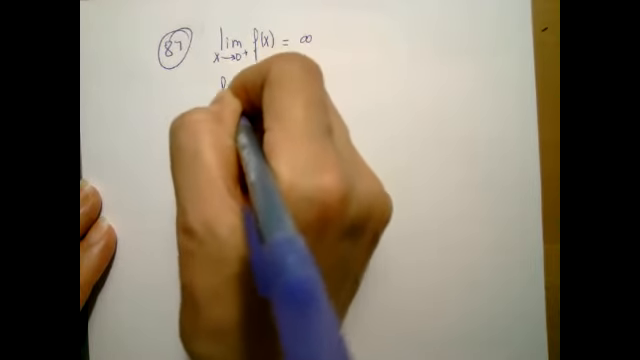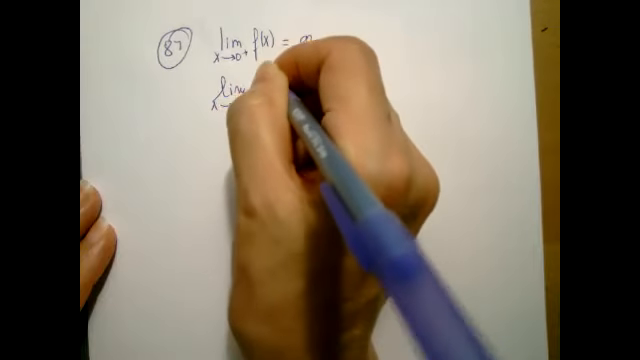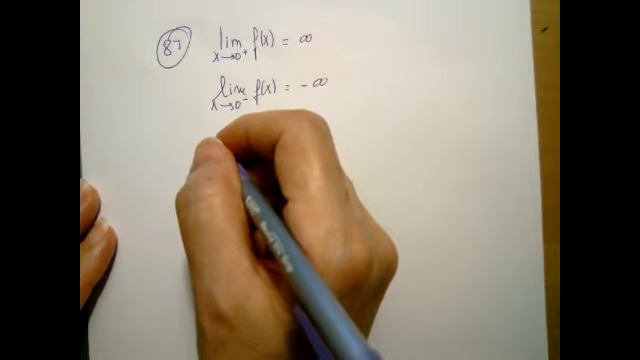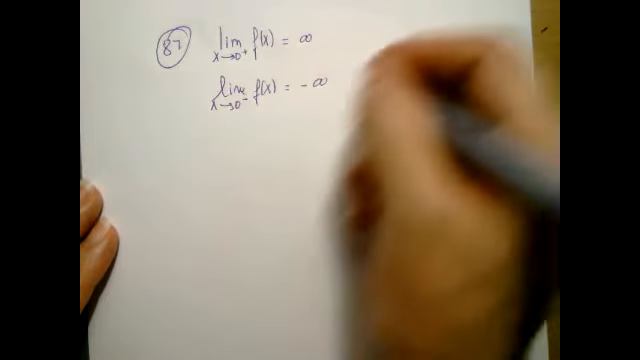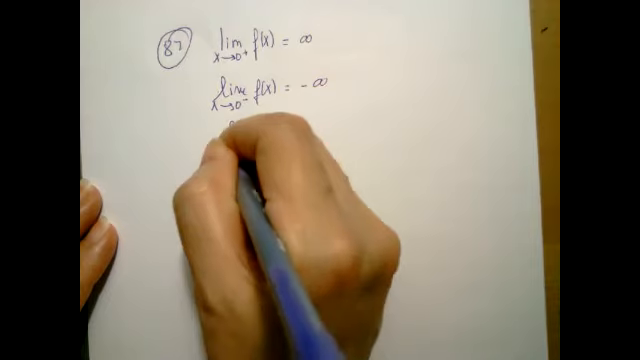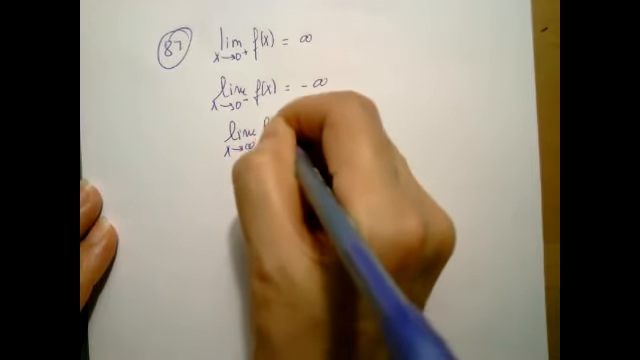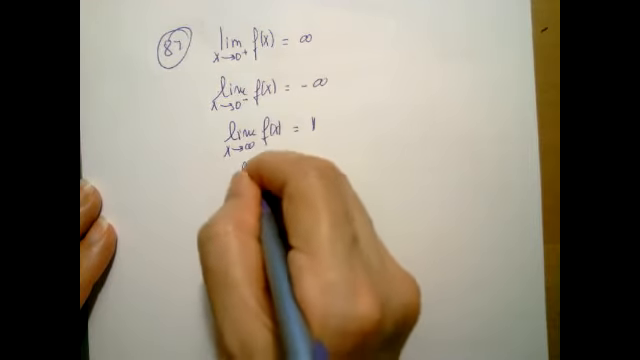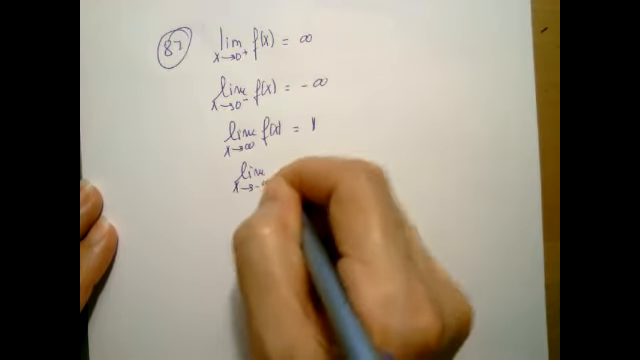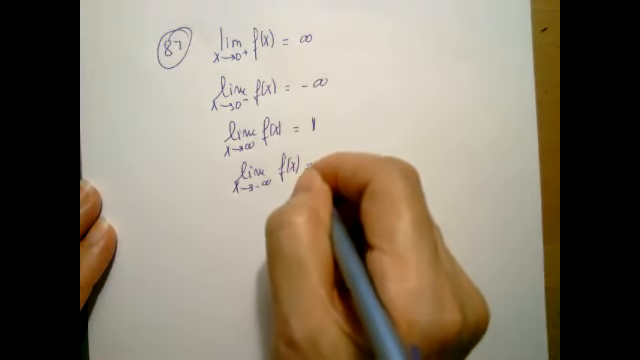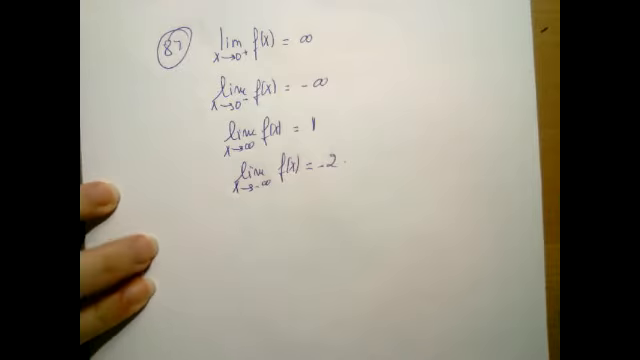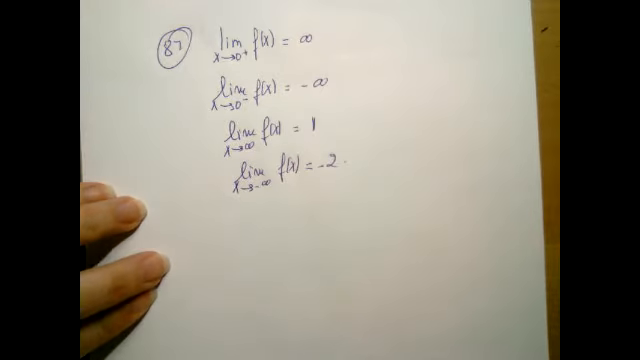And I want the limit as x goes to 0 from the negative of f of x to be equal to minus infinity. And I want the limit as x goes to infinity of f of x to be equal to 1. And when x goes to minus infinity, I want the function to be equal to minus 2. So these are the conditions that I want the function to satisfy.